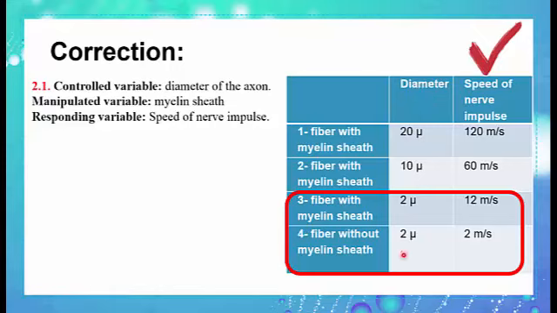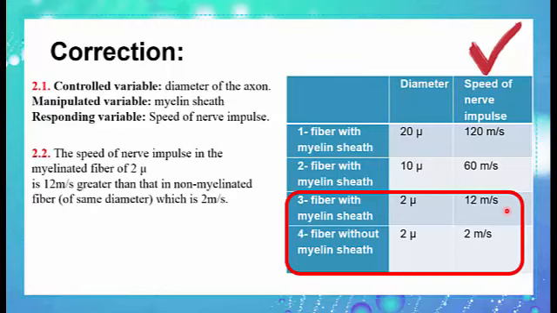The manipulated variable is the variable that we change before applying the experiment. We change the state of the fiber. The fiber here is myelinated, while here it is non-myelinated. The myelin sheath is the manipulated variable. The responding variable is the result, the affected one. What are we measuring? We are measuring the speed of nerve impulse.